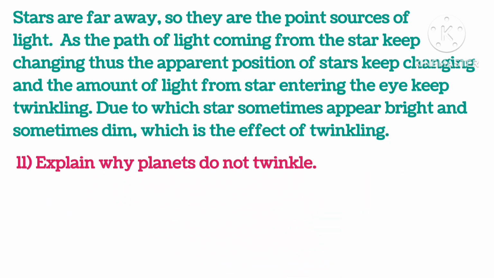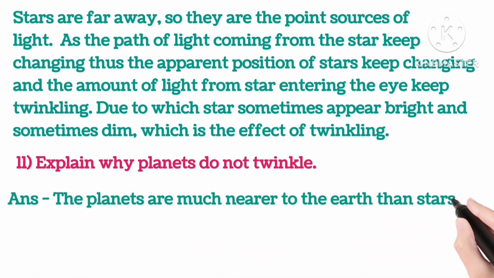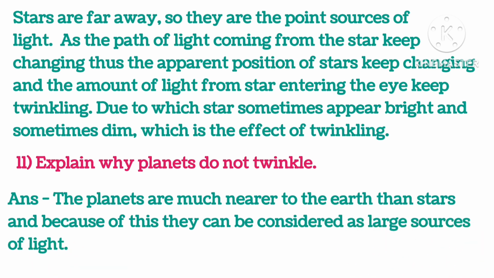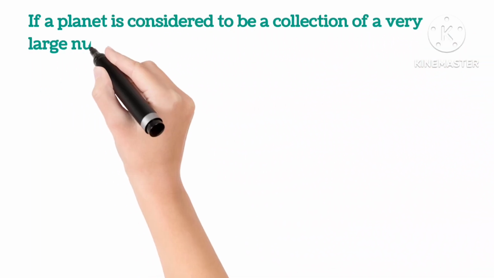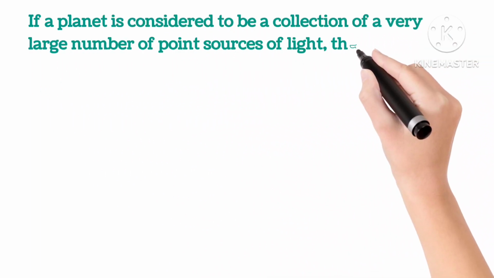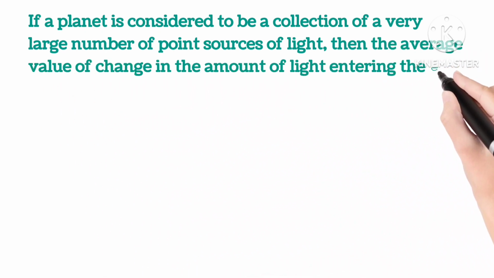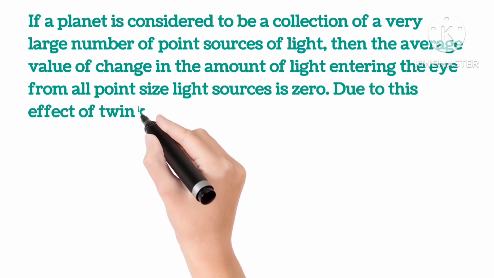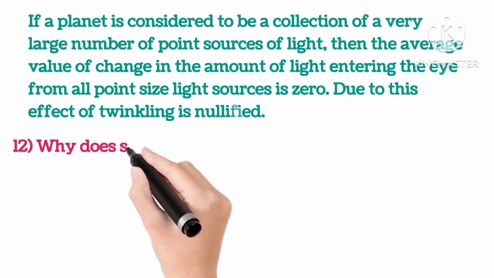11th, explain why planets do not twinkle. The planets are much nearer to Earth than stars. Because of this, they can be considered as large sources of light. If a planet is considered to be the collection of very large number of point sources of light, then the average value of change in the amount of light entering the eye from all point-sized light sources is 0. Due to this, effect of twinkling is nullified.